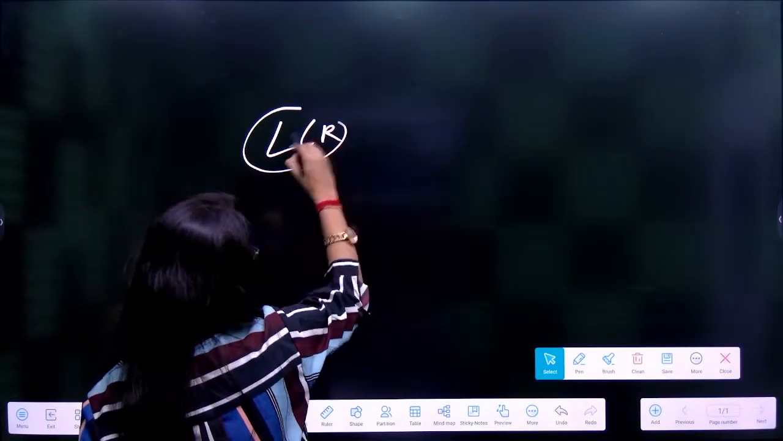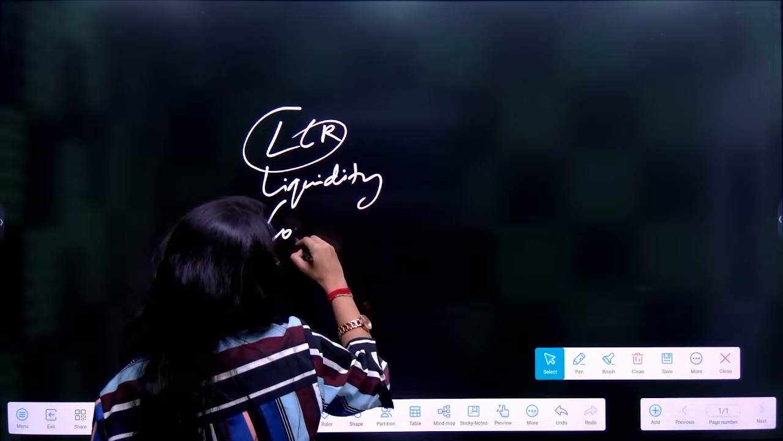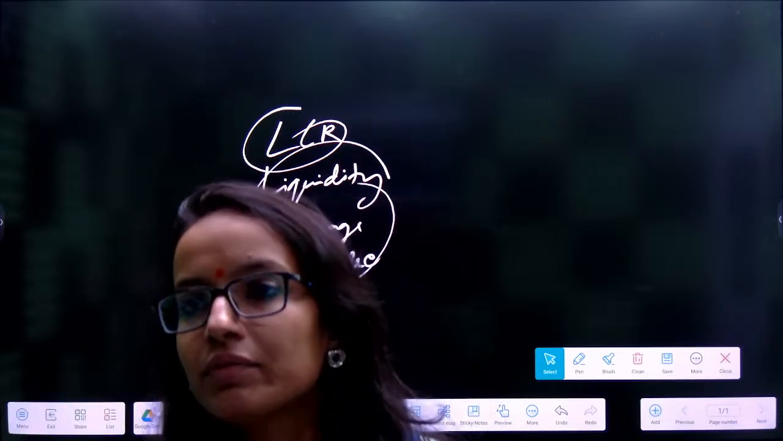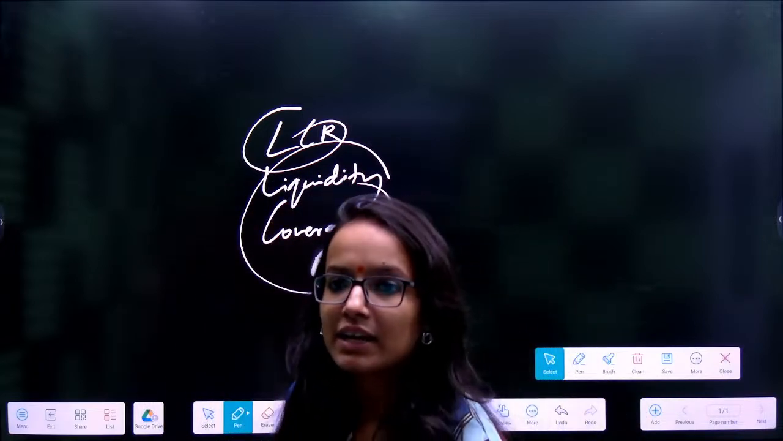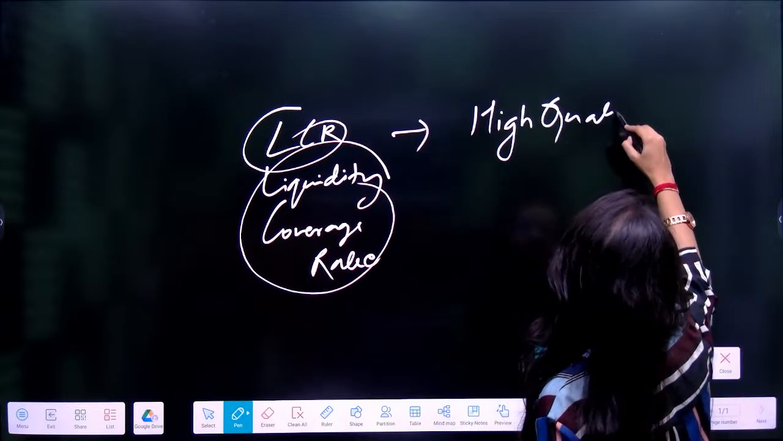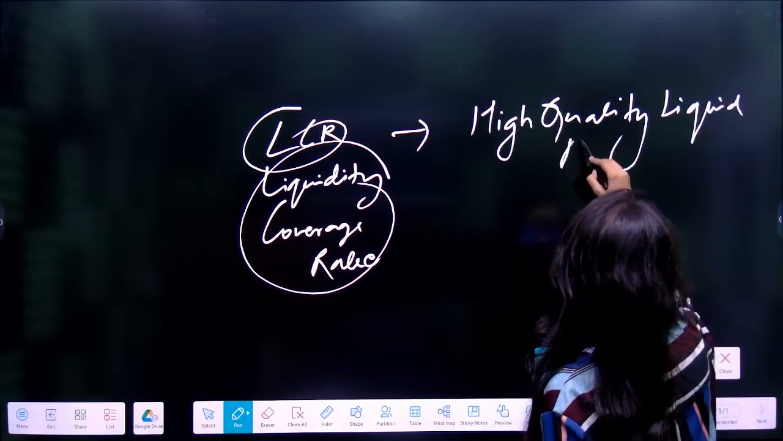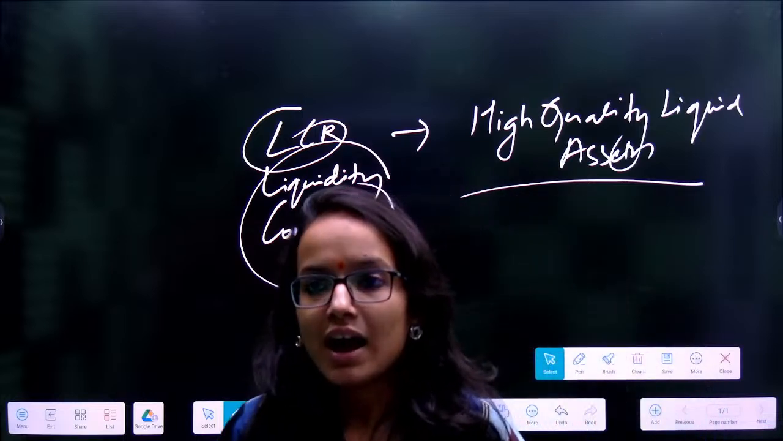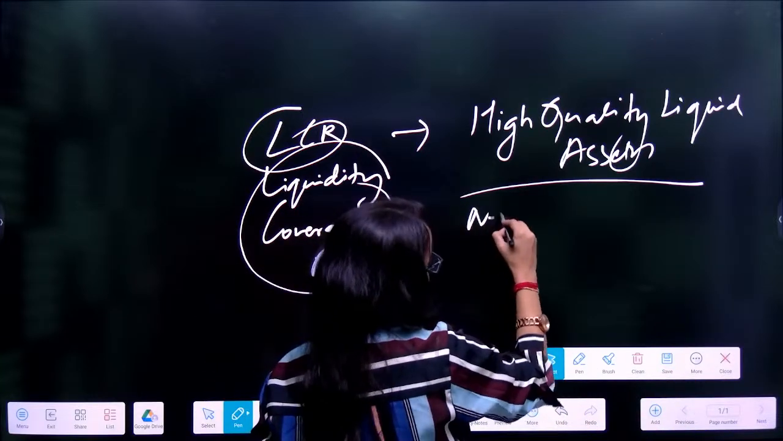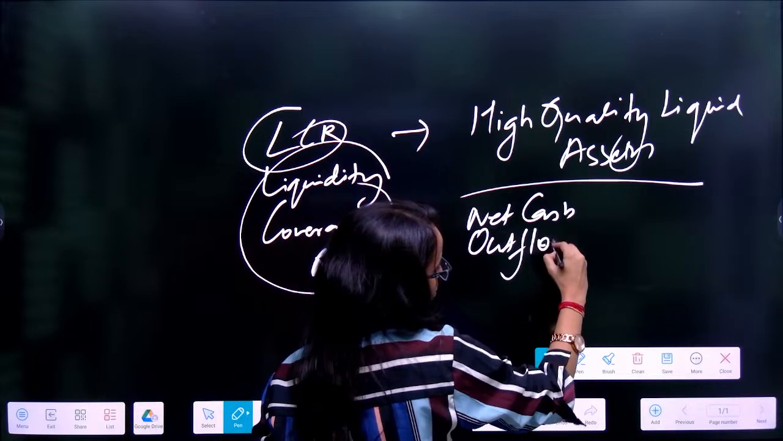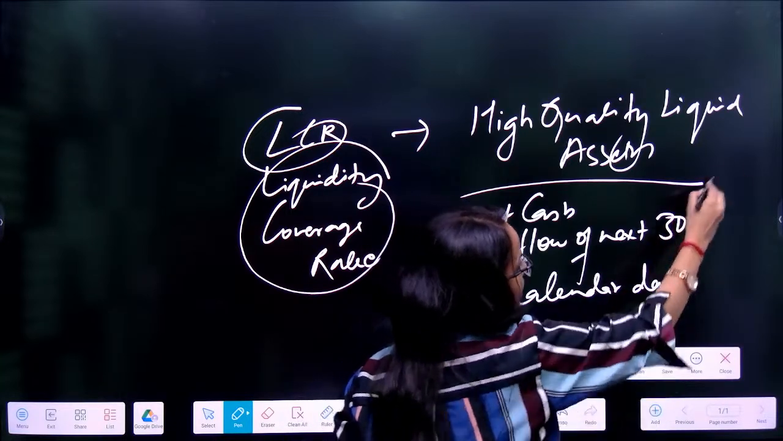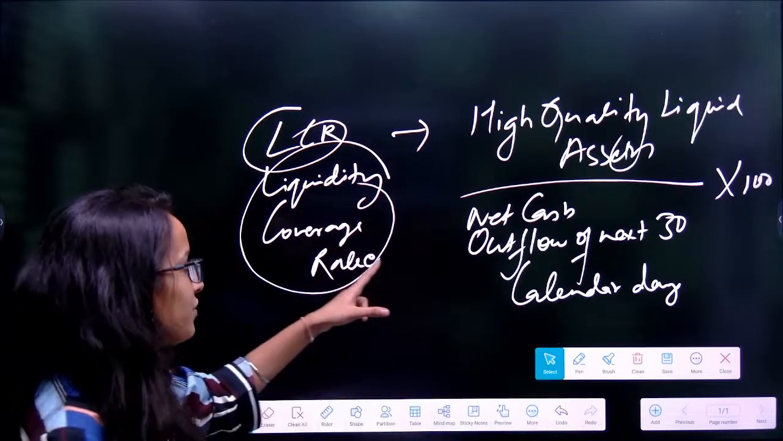LCR, liquidity coverage ratio. Now you know there is a difference between capital adequacy ratio and liquidity coverage ratio. Yes, very good. It is as per the Basel III guidelines. So you have to have high quality liquid assets against your net cash outflow for the next 30 calendar days, into 100. So this is your liquidity coverage ratio.